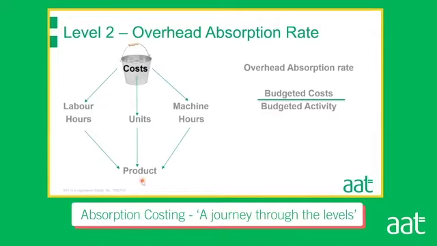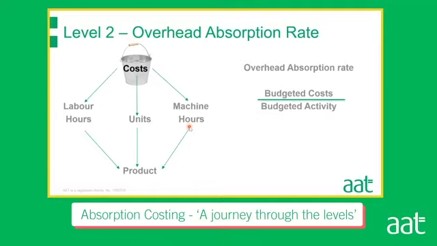So at level 2, this is what we are asked to do. We're asked to remember a formula. Formula, is that really a formula? I've seen far worse in my time. Budgeted cost over budgeted activity. We have to choose the appropriate activity. So if we're making multiple products, providing multiple services, I would suggest we're looking really at labor hours or machine hours to get a more accurate reflection of the amount of resource being consumed by our products.